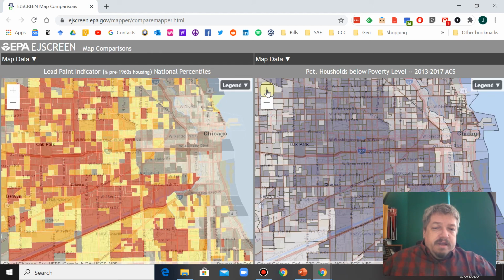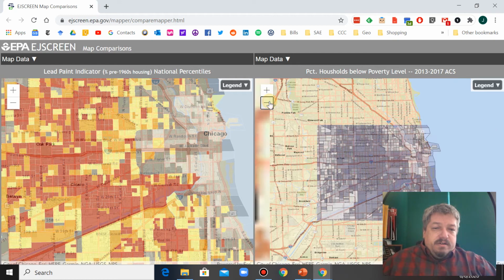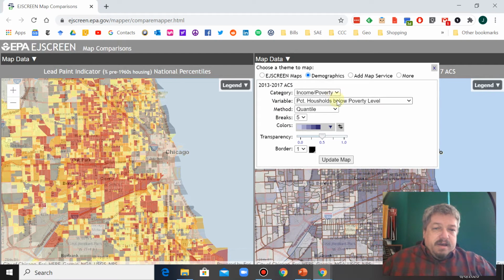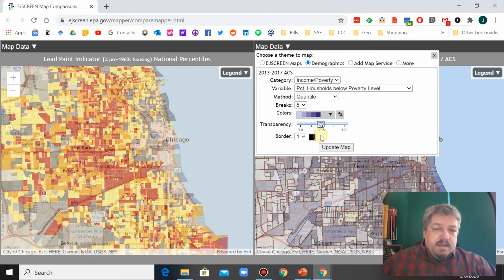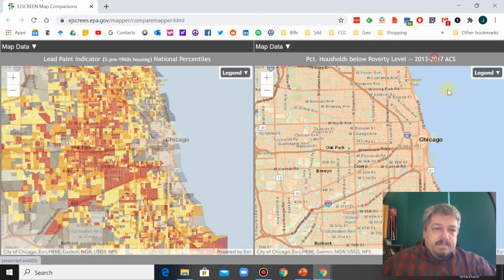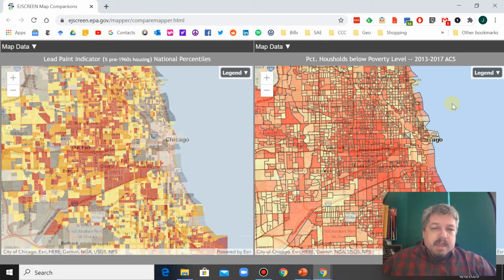And I notice I'm zooming in. And what do we notice? We notice a very strong correlation. Okay, let's do this. There we go. Okay. So what do we notice? It's kind of tough to see, but I notice big, huge pockets of poverty right here in the west side of Chicago that correspond a lot with this.